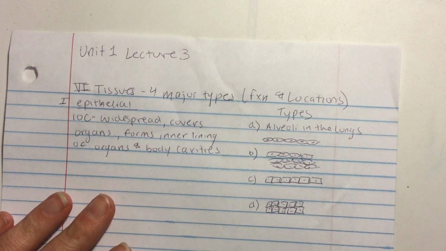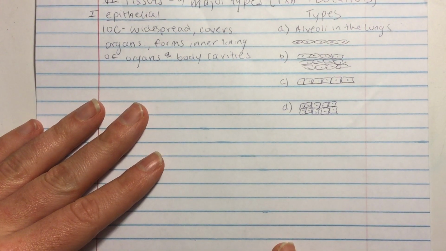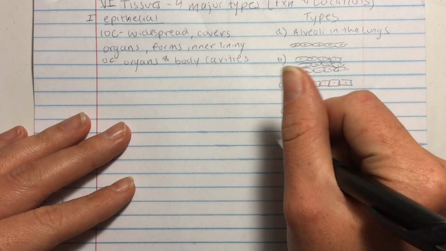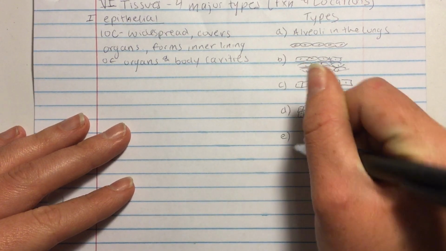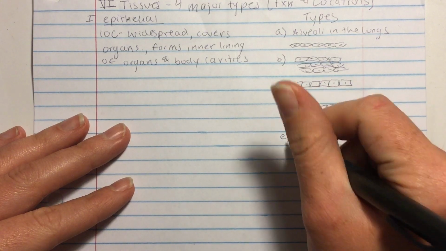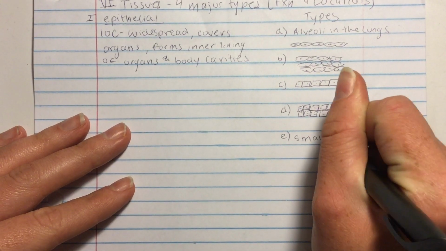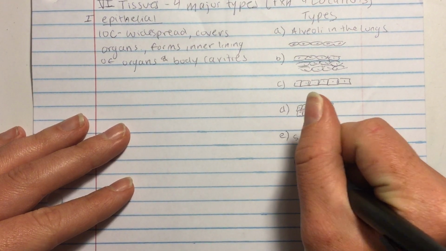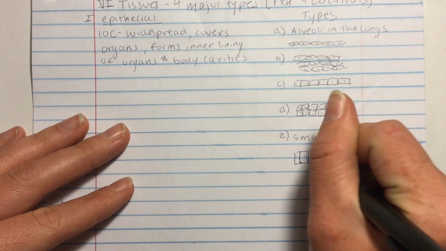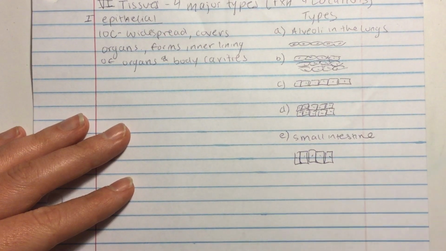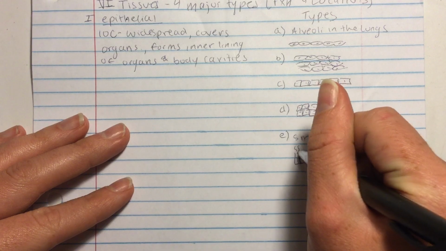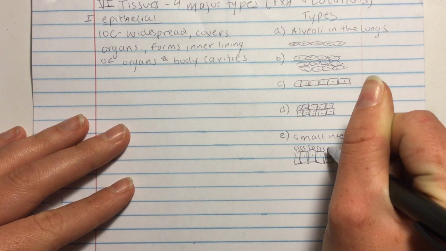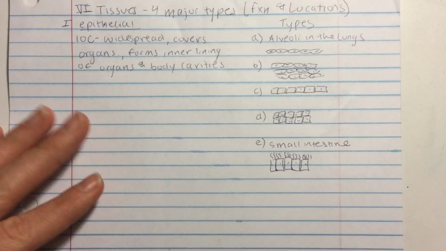And then we also have a couple places in the body where we're going to see some more elongated cells. Usually these cells have something going on that's a little bit different at each end. For example, I'm going to put letter E is in the small intestine. And here we have these longer cells, more rectangular-like, and at the top of them we have little tentacle-looking things that are going to help with absorption of nutrients in the small intestine.